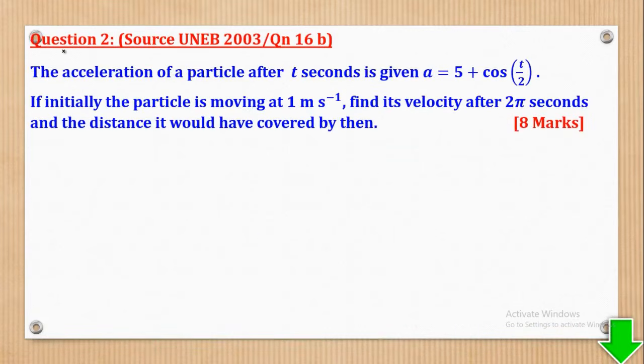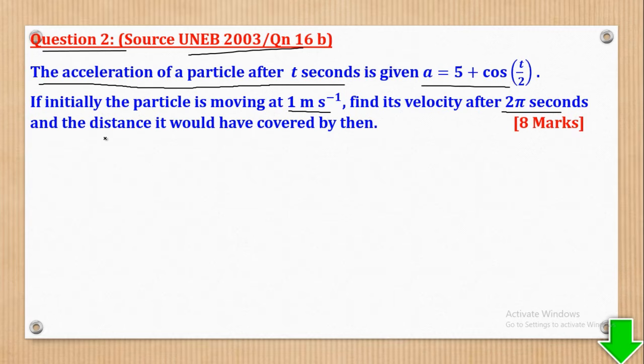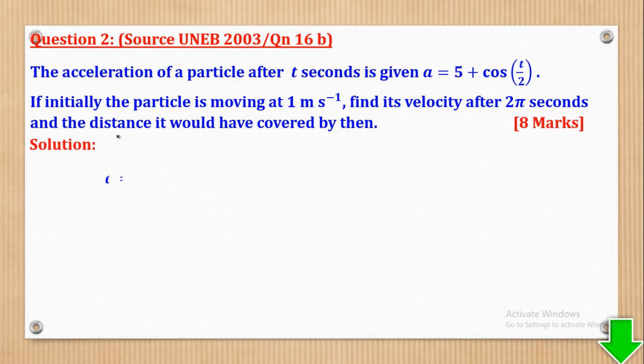So now we shall go to question 2, which came from UNEB 2003, paper 1, question 16b, and says the acceleration of a particle after t seconds is given by this. If initially the particle is moving at 1 meter per second, find its velocity after 2 pi seconds and the distance it would have covered by then. So this is what is given.